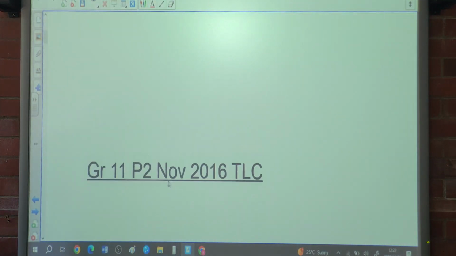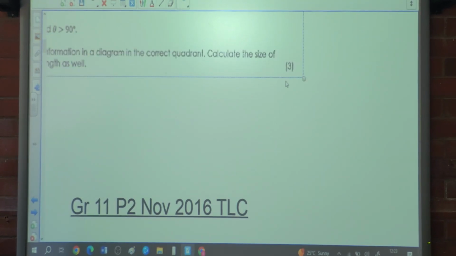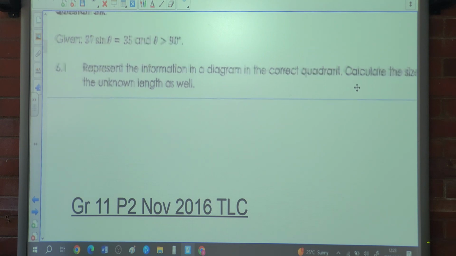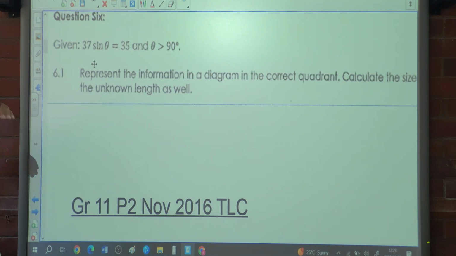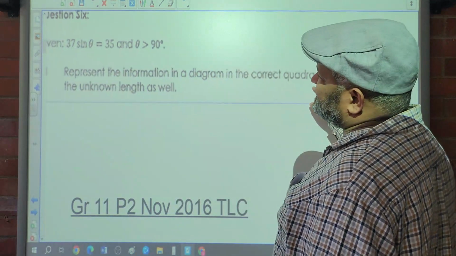Right. Let's go to the next question. Okay, question 6. We are moving too fast. Okay, here we are given that 37 sine theta is equal to 35, where theta is greater than 90. What does greater than 90 mean? It's an obtuse angle, yes? Represent the information in the diagram in the correct quadrant. Calculate the size.